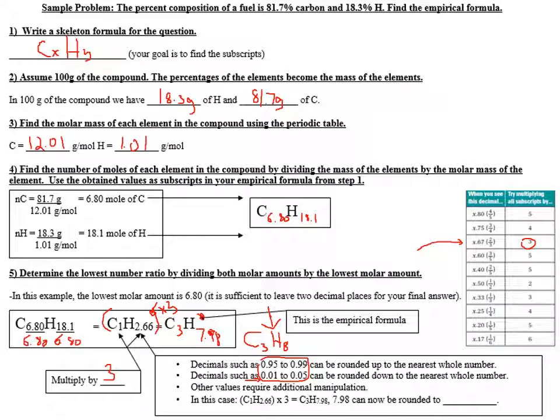It could be maybe C6H16, but we don't know. We need further information. We just know what the empirical formula is. So that means that now we can round that 7.98 to 8. We don't have to put 8.0. You can just put C3H8, and that solves for your empirical formula.